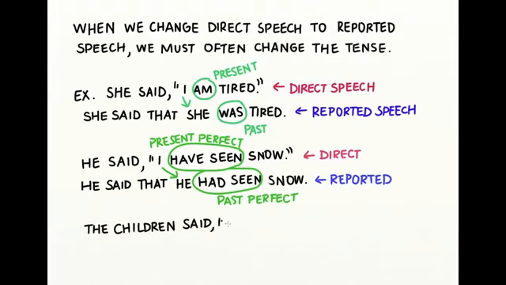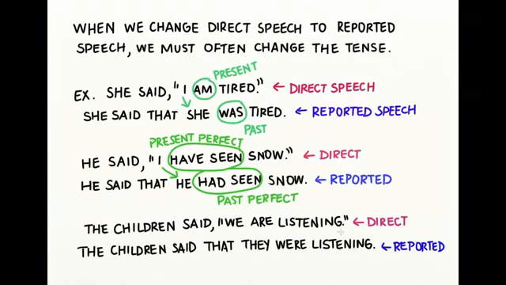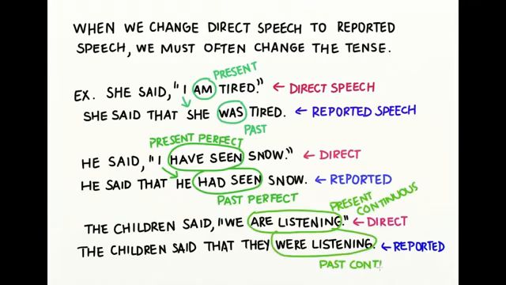The children said, "We are listening." This is direct speech. The children said that they were listening. This is reported speech. Notice the present continuous changes to the past continuous.